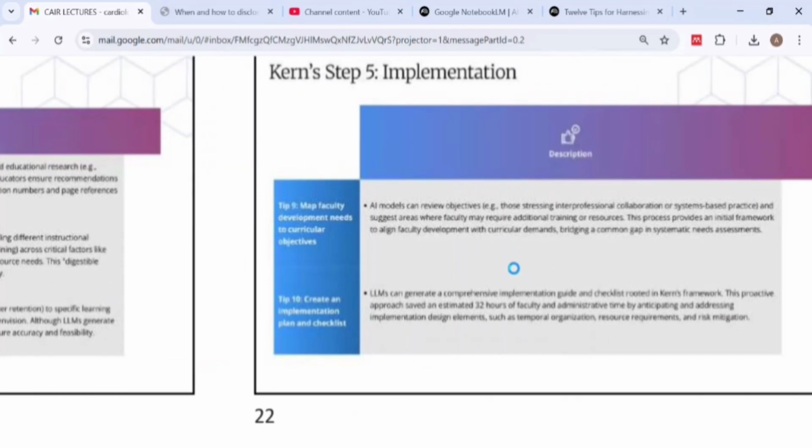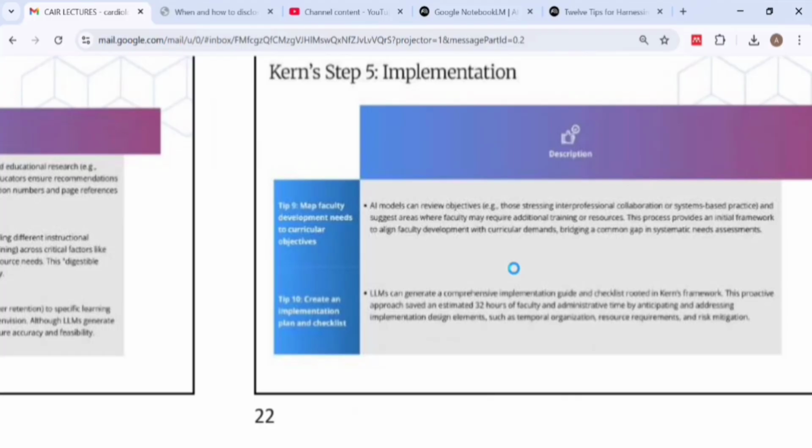AI models can review objectives, for example, those stressing interprofessional collaboration or system-based practice, and suggest areas where faculty may require additional training or resources. This process provides an initial framework to align faculty development with curricular demands, bridging a common gap in systematic needs assessment. You can create an implementation plan and checklist.